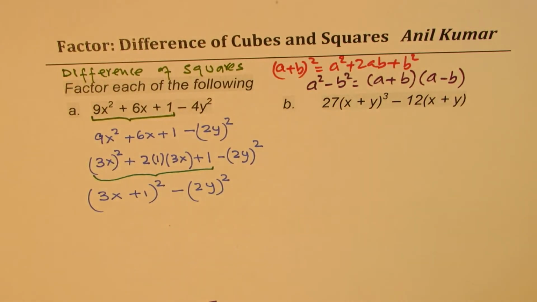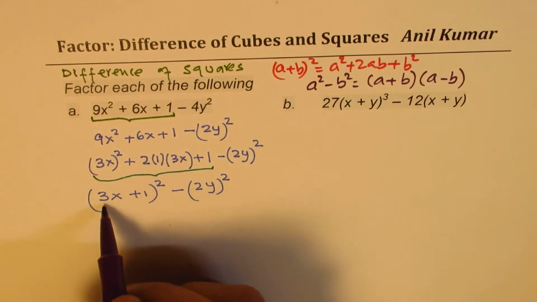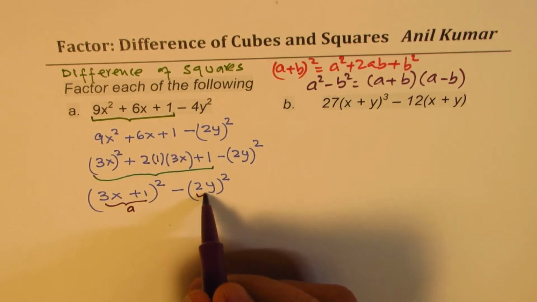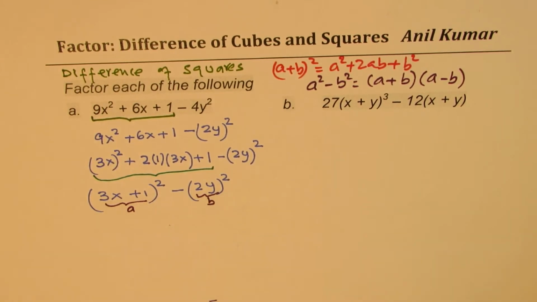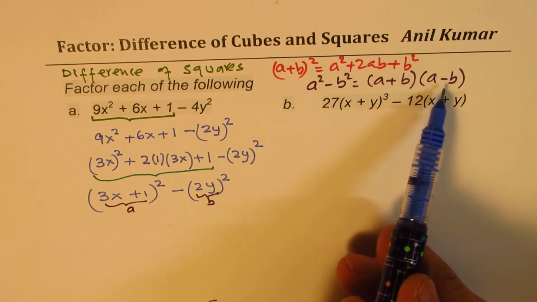Difference of squares is product of their sum and difference, right? So for me, a is going to be this part. So this is a for us and that is b for us, correct? So a square minus b square is a plus b times a minus b.